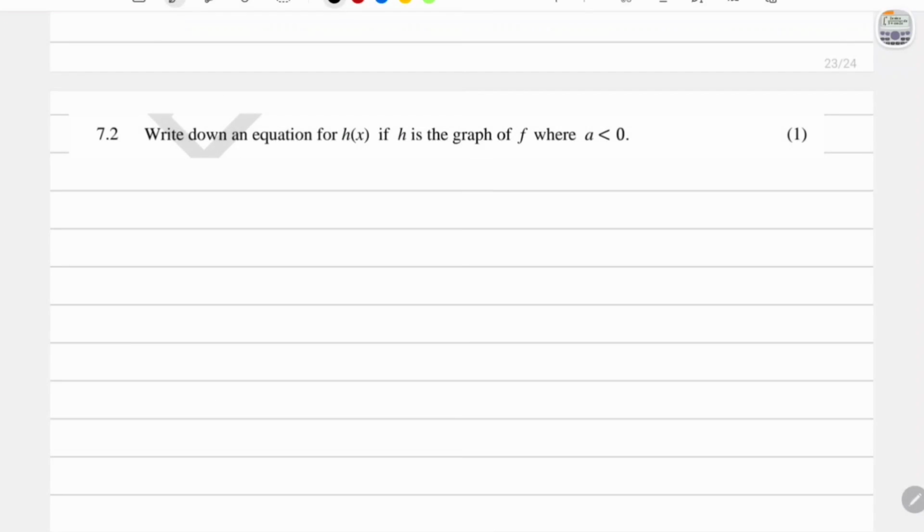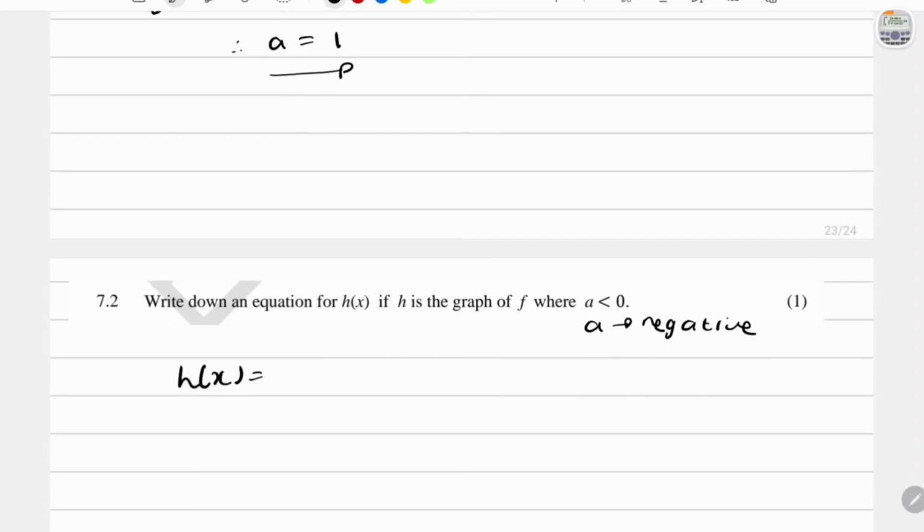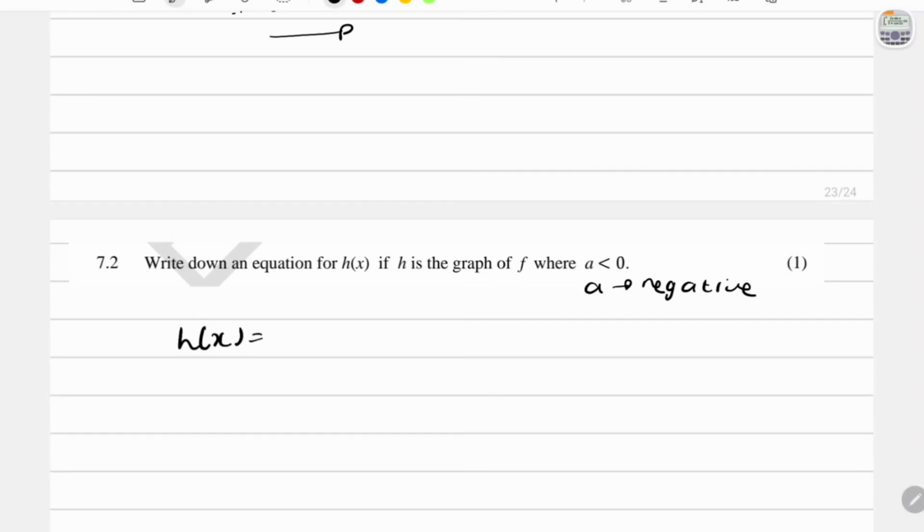Okay, 7.2 says, write down the equation of h of x if h is the graph of f where a is less than 0. Okay, a being less than 0 just means a is negative, right? A is negative. So if they're saying where a is negative, you just have to write the equation of h. So h is a new graph, and we form it by making a negative in the graph of f. That's really what they're saying.